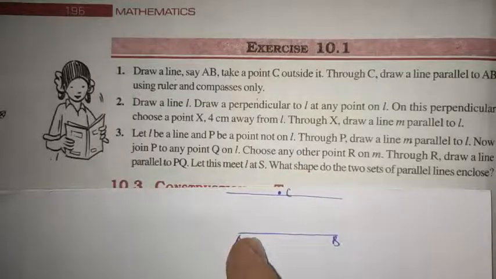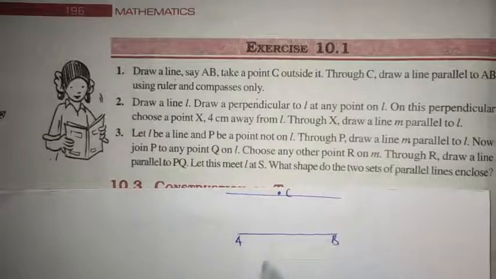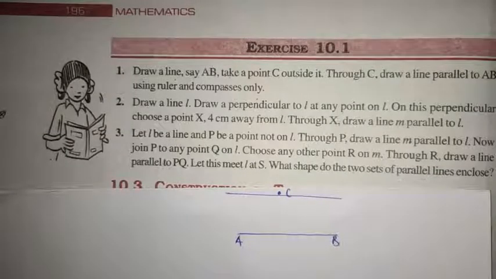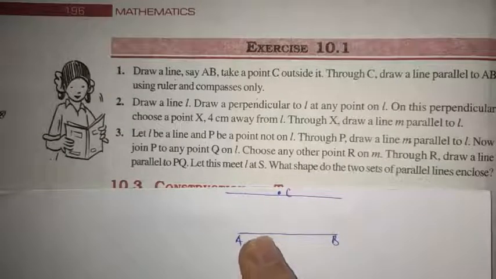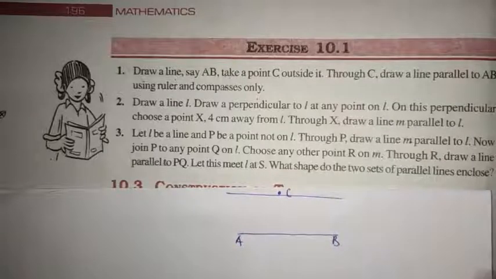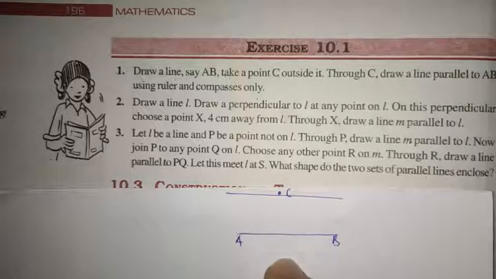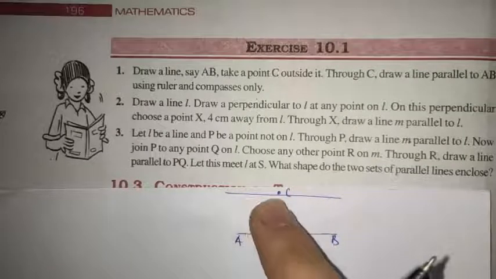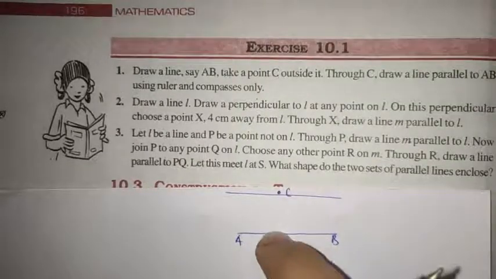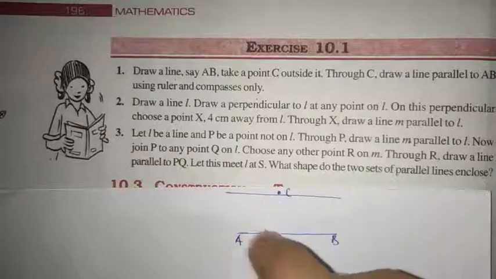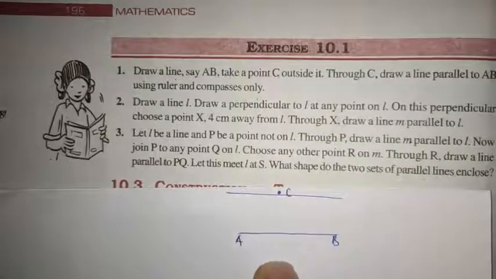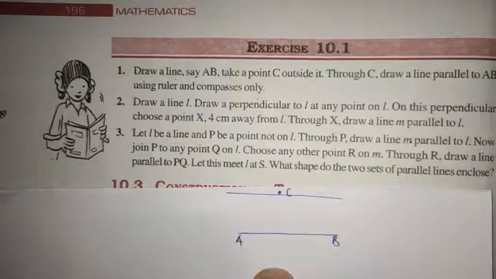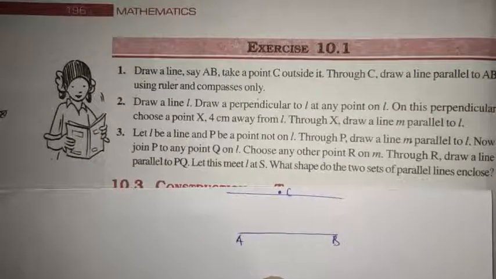There's one transversal line. So if any of the figure's characteristics get matched, then your two lines will be parallel, right? So here what we have to do is draw a line first of all, AB. You have to take a point C which will be outside the AB. You can take the point C outside, below here also.